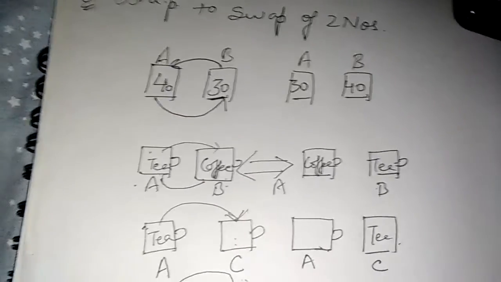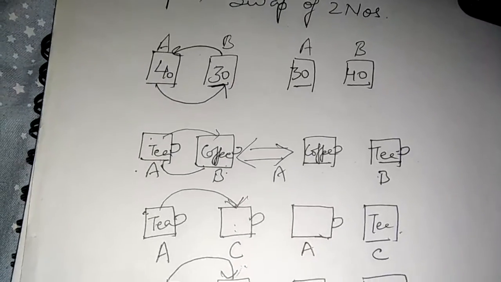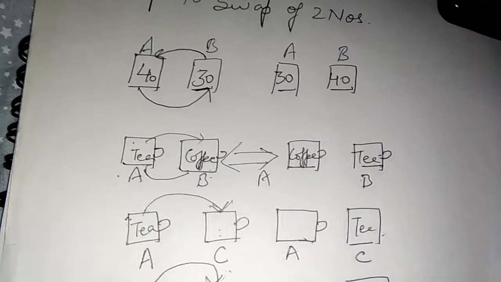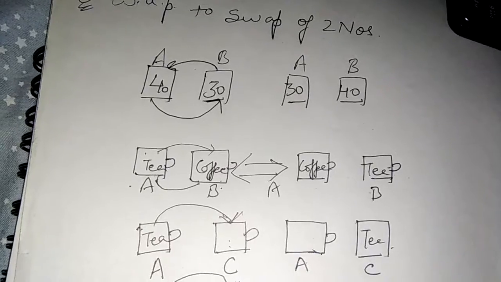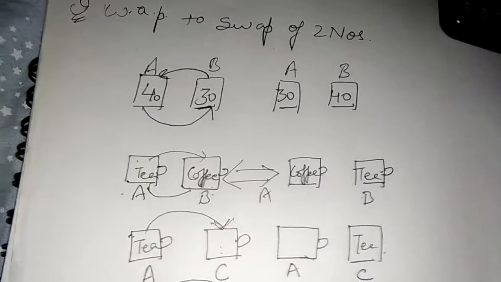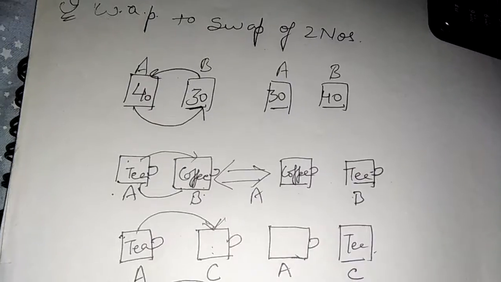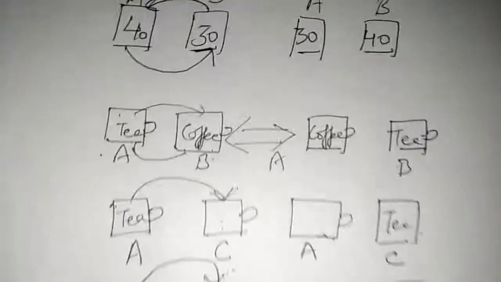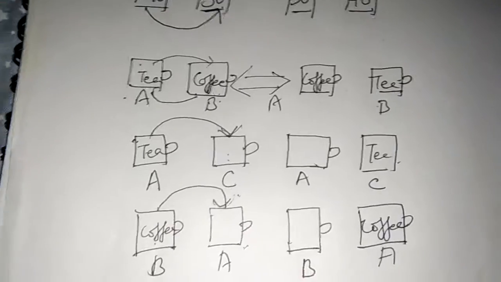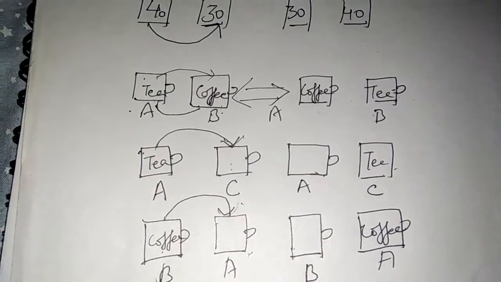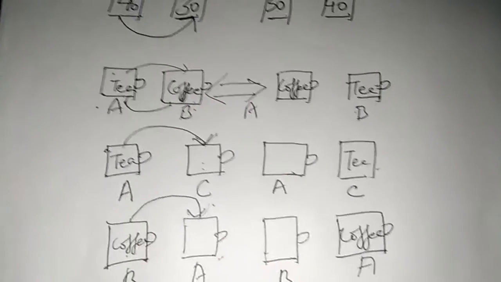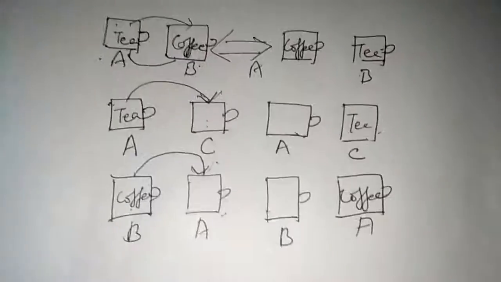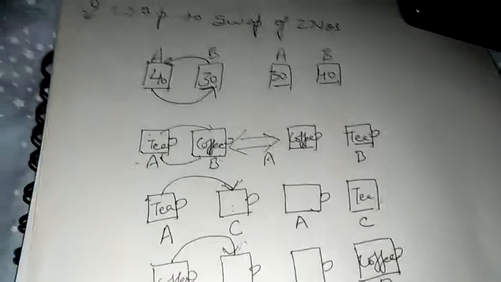So I am taking another cup C. Cup C was empty. I will pour the contents of A, the tea, into C. Now after I have poured the contents into C, A will become empty and C will have the tea. Now I can pour the contents of B into A, because A is empty now. After I pour coffee into A, B will be empty and cup A will have coffee.